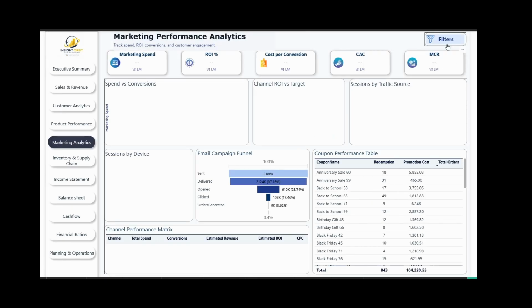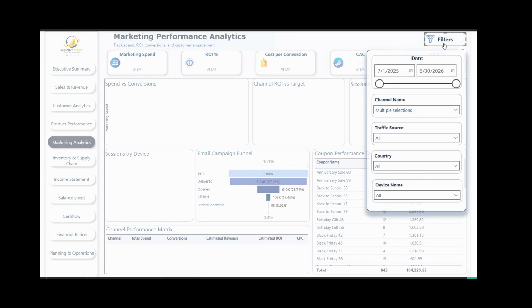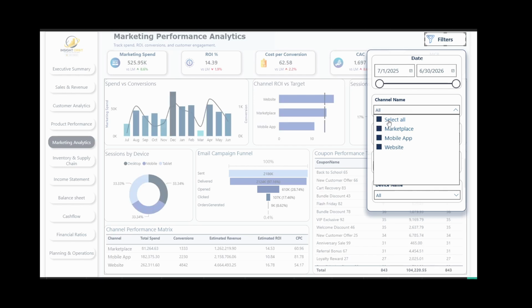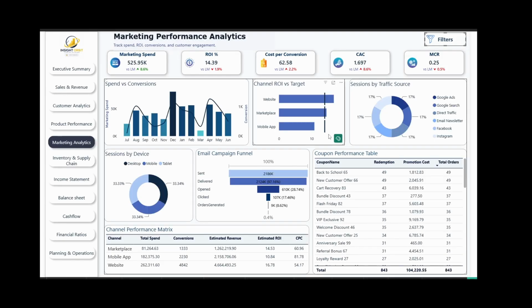The first section contains the important marketing KPIs: total marketing spend, marketing return on investment, cost per conversion, customer acquisition cost, and MCR, marketing conversion rate. These metrics help answer important questions: how much are we spending, how many customers are we acquiring, and most importantly, is the marketing investment generating profit.